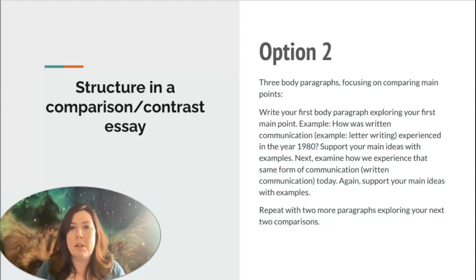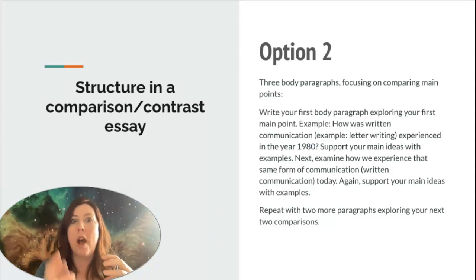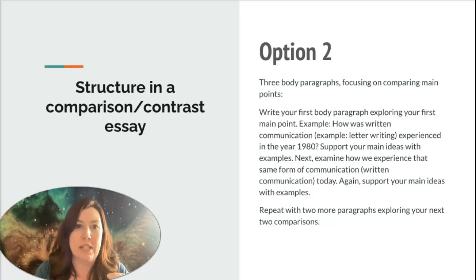So you'd write your first body paragraph exploring the first main point. For example, how is written communication changed? So you'd start by establishing how it was in the 80s, and then you would say, but here's how it is in the 2020s. So it'd be, for example, one whole paragraph about face-to-face communication then and now. And then you would repeat with your 2 other main points. Same information, just a little different organization.